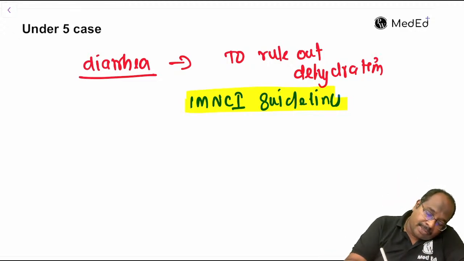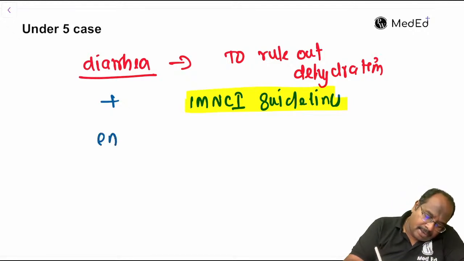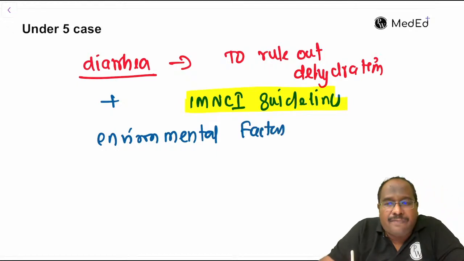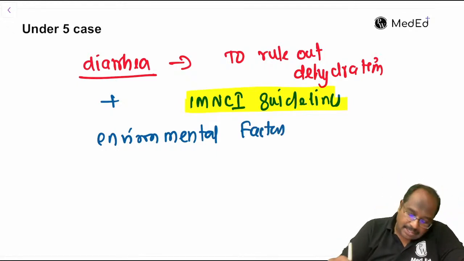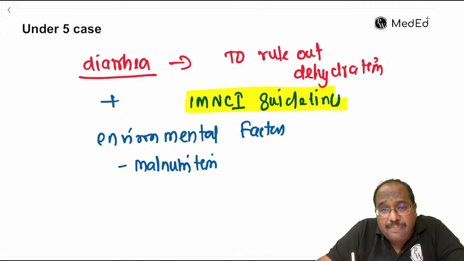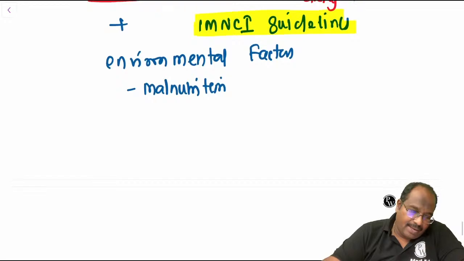Plus what we will expect is: what is the reason for this diarrhea? Are there any environmental factors contributing to this? Second, we will look for malnutrition. You have to look whether the child is malnourished or not: underweight, height, wasting. That you have to see. This is under 5 diarrhea.